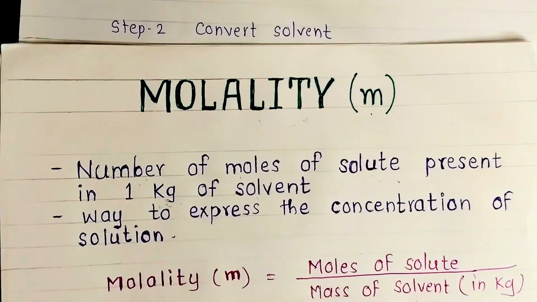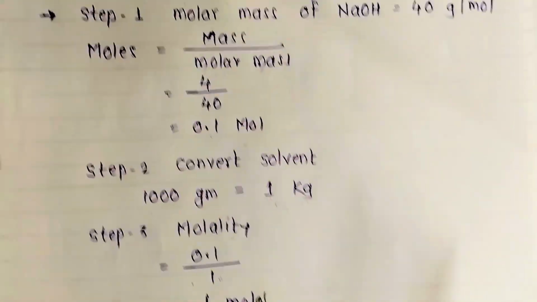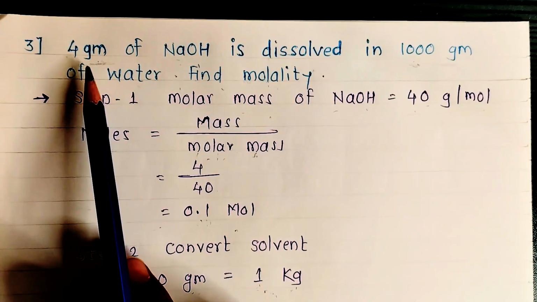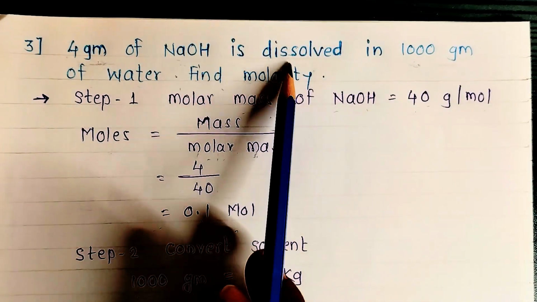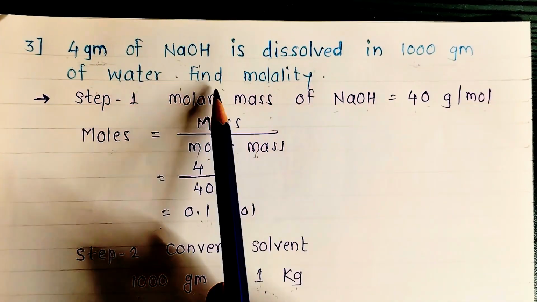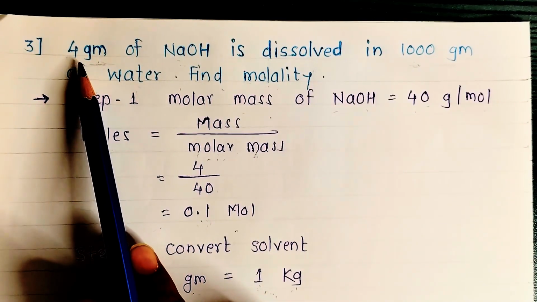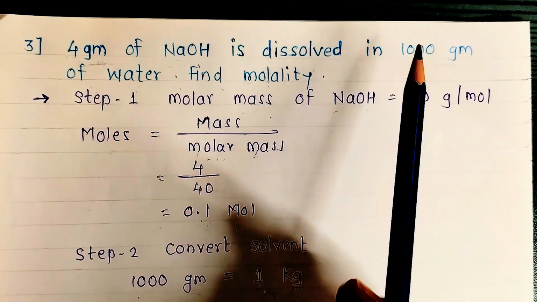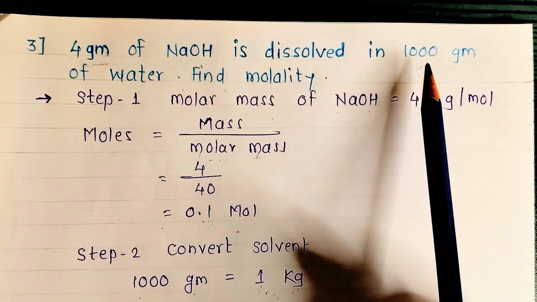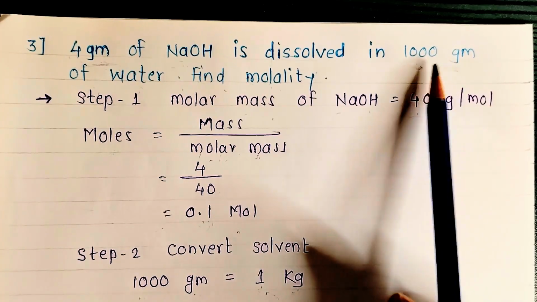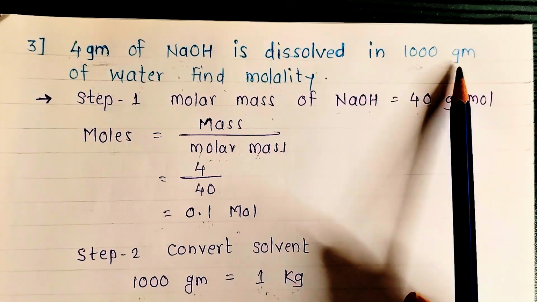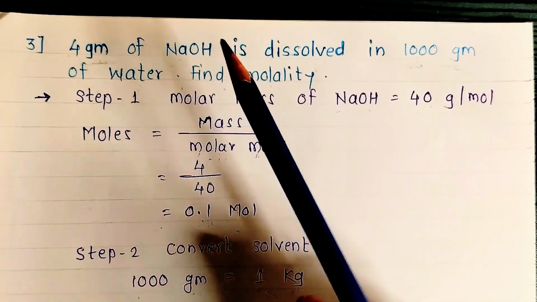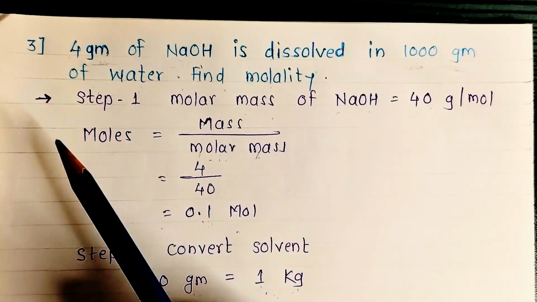Now we solve the third example. In the third example, what is given? 4 gram of NaOH is dissolved in 1000 gram of water. Find molality. Here the number of moles is not given. Here the mass of solute is given, and the solvent mass in kilograms is not given, it is given in grams. So we convert this gram to kilogram, and we convert the mass of solute into number of moles.